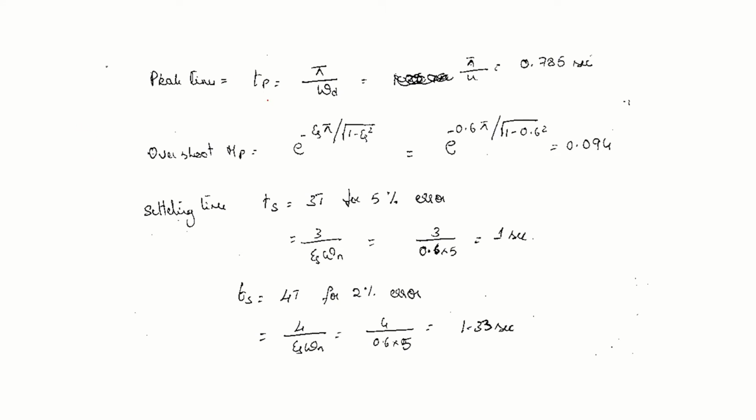Peak time is pi by omega_d. So omega_d value, you can find out, this is 0.785 second. Overshoot is e to the power minus zeta pi under root 1 minus zeta square. You substitute the values, you will get the overshoot. So percentage overshoot is 9.4%. For 3 time constants, settling time is 3 by zeta omega_n, 1 second. For 4 time constants, for 2% error, it becomes 1.33 seconds. Sorry for the quality of the slides, but still I feel you can read them out.